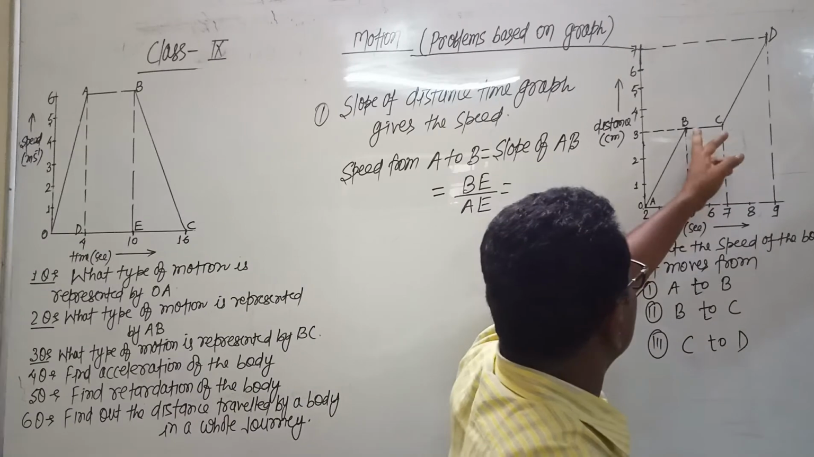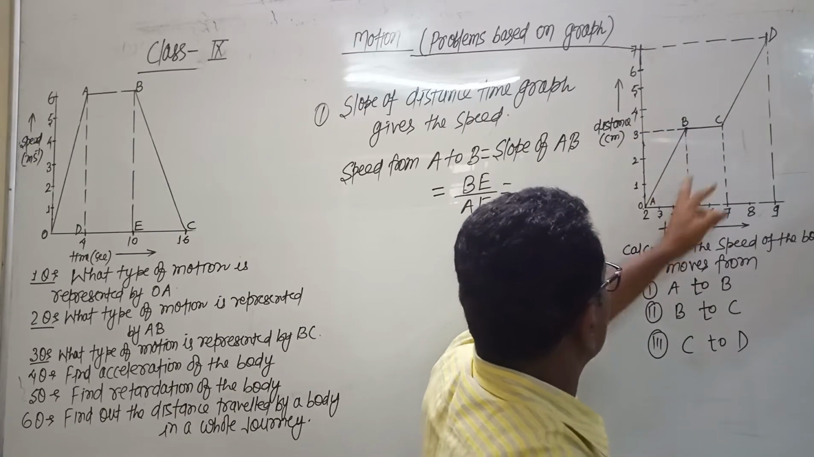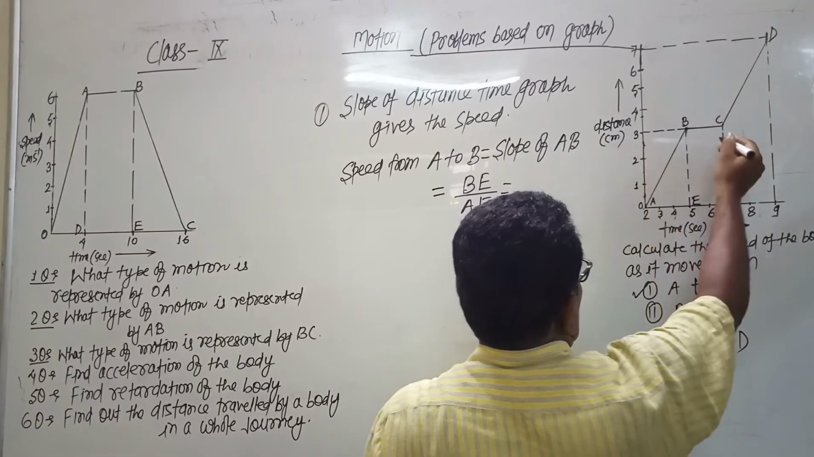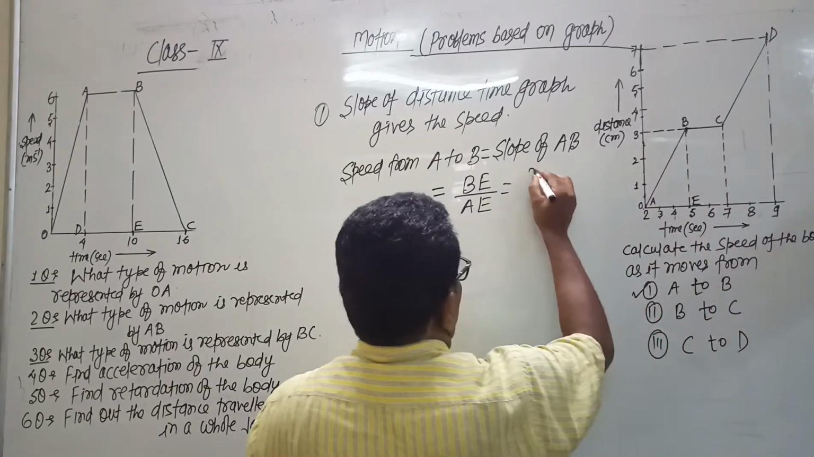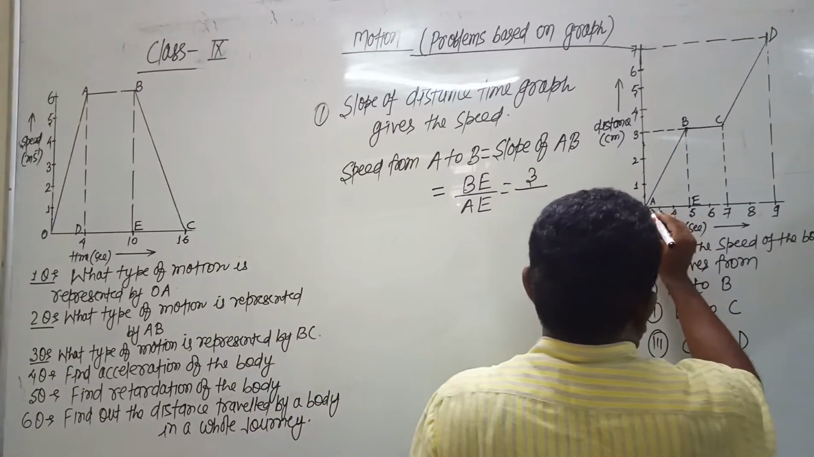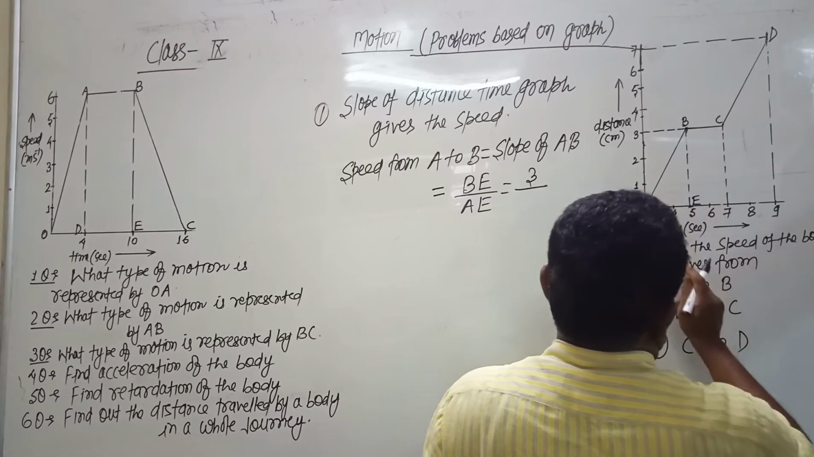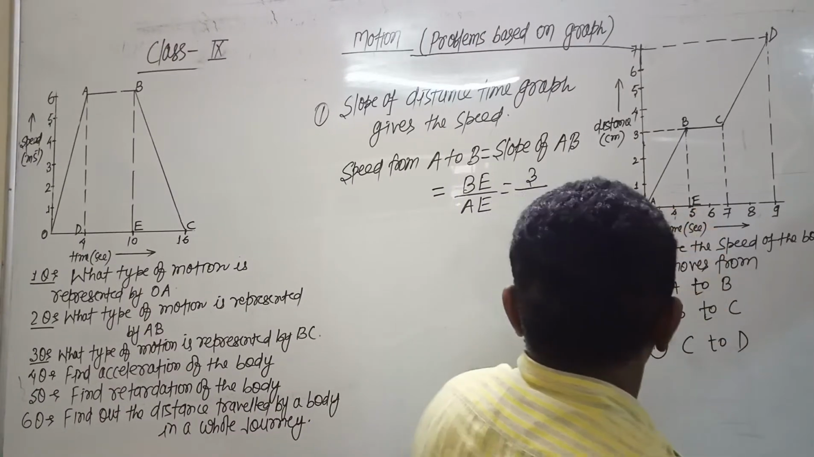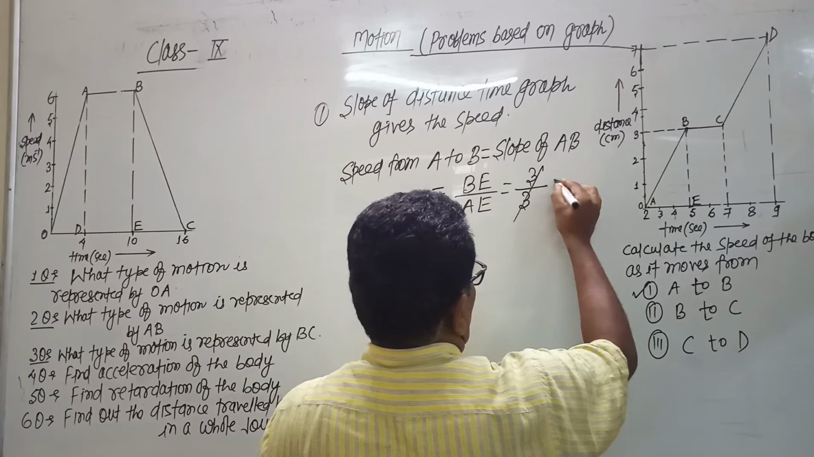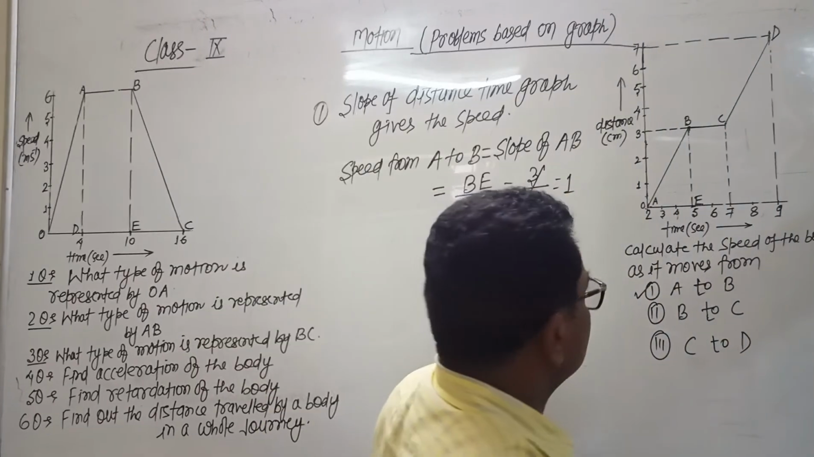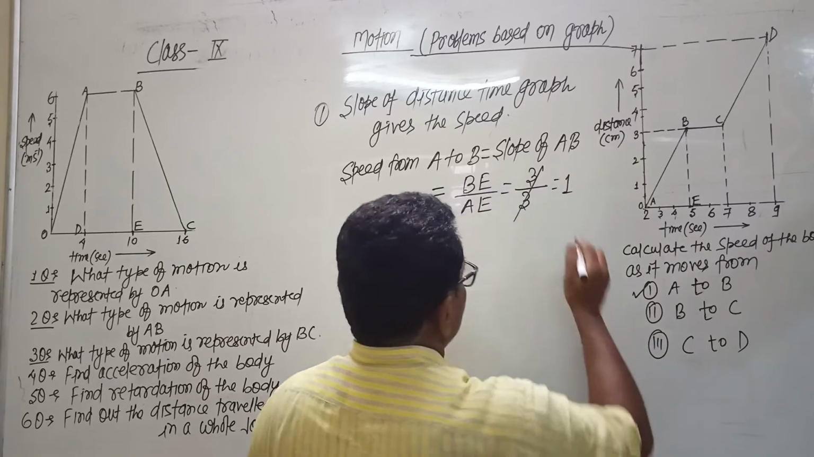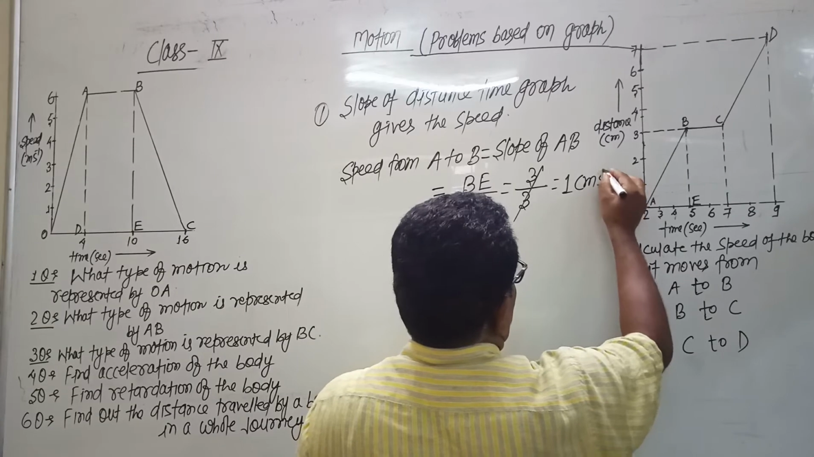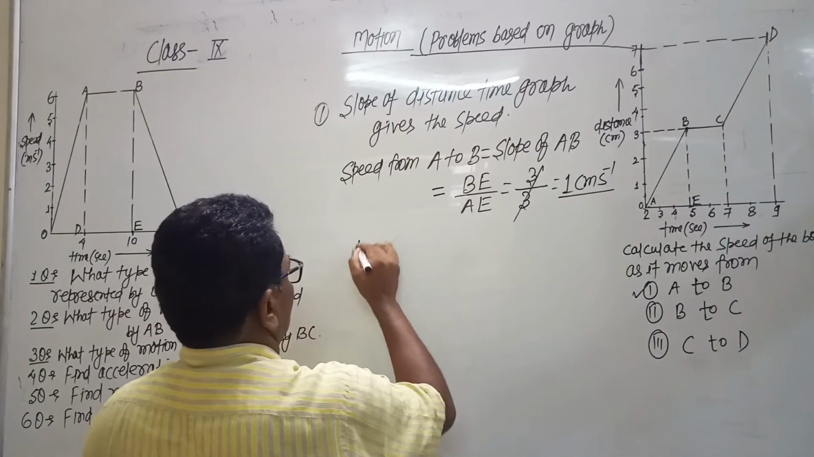And what is BE? BE is the distance, because distance is on the y-axis. Starting from 0, 1, 2, 3, the value of BE is 3. And the value of AE, from 2 to 5, the difference between 2 and 5 is 3. So AE is also 3. It gets cancelled, and since distance is in centimeters and time is in seconds, the speed from A to B comes to be 1 centimeter per second. So this is the first answer.